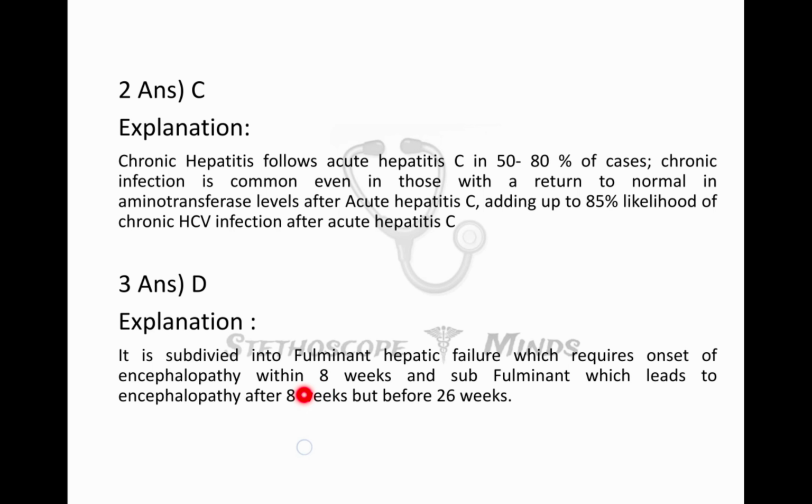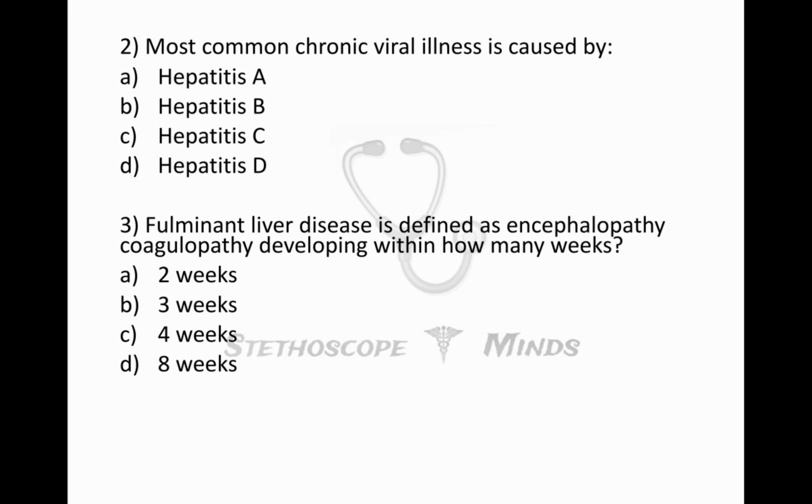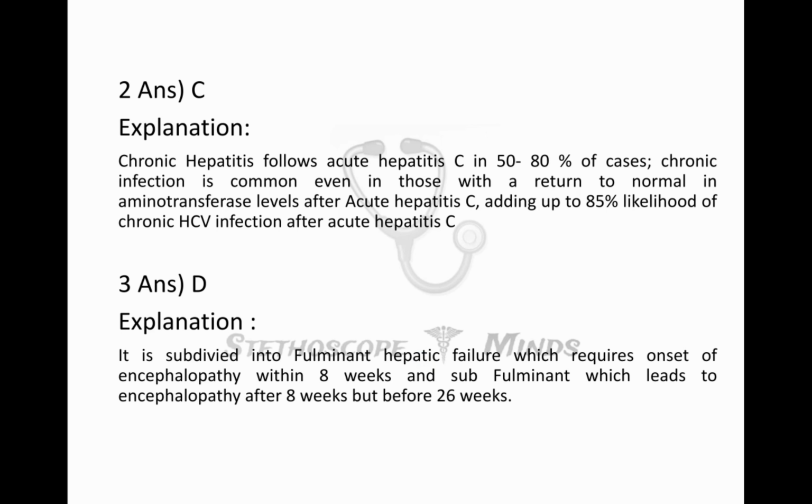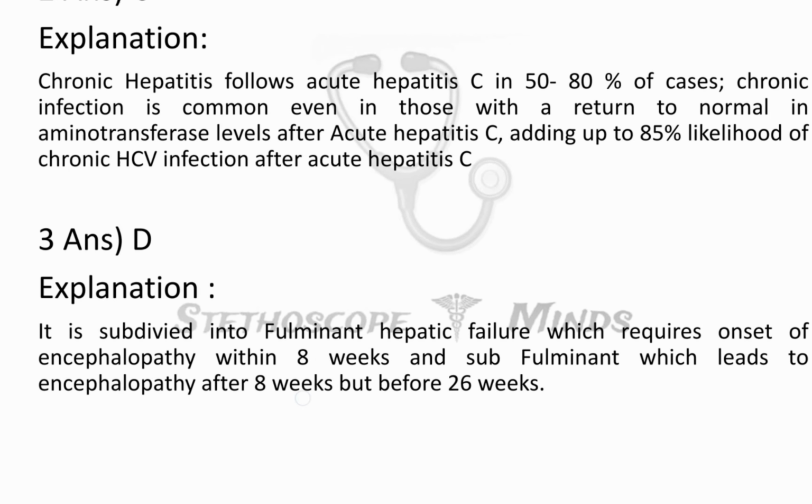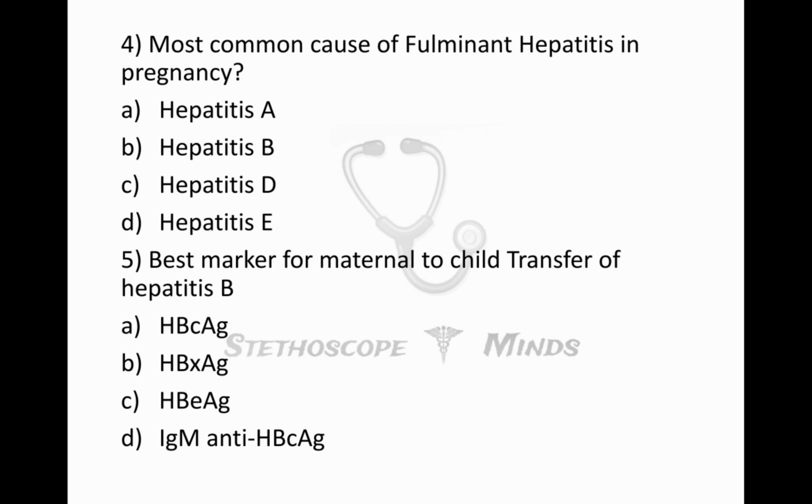Next, for the third one, fulminant liver disease, the answer is 8. It is subdivided into fulminant hepatic failure, which requires onset of encephalopathy within 8 weeks. We saw it like 4 to 8 weeks, right? And there is also another type which is subfulminant, which leads to encephalopathy after 8 but before 26 weeks, which means 8 to 26 weeks, right? And the answer is 8 weeks.